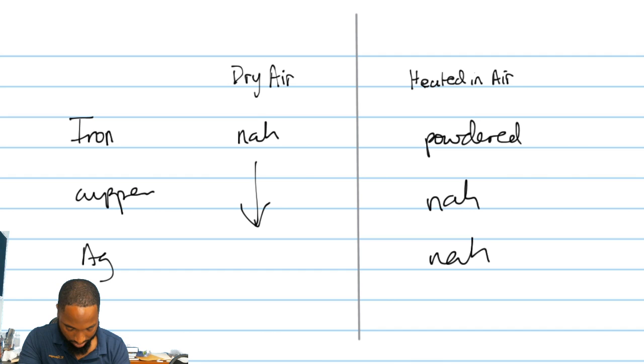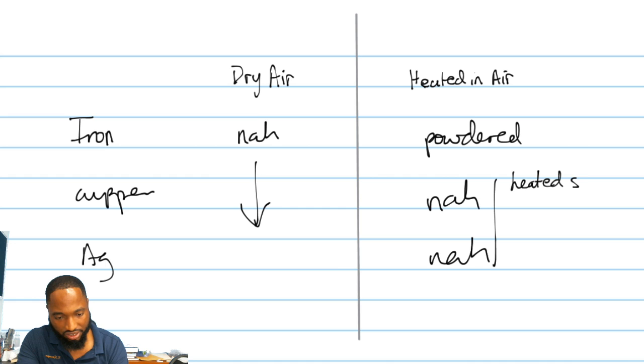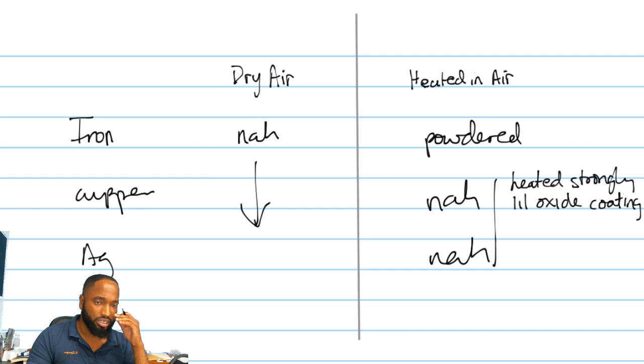Now, if you really powder it up and heat it strongly, you can get a little oxide coating. Nice for copper, right? Little oxide coating. Alright, so who feels ready to memorize this whole table already? Now, keep in mind, you'll have to be able to do the equations, right? So you have to do the equations.